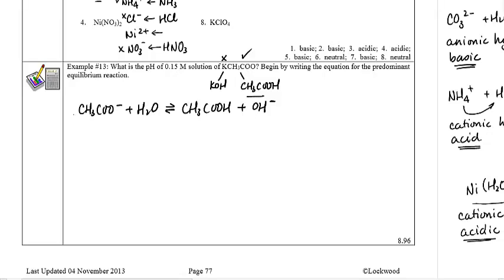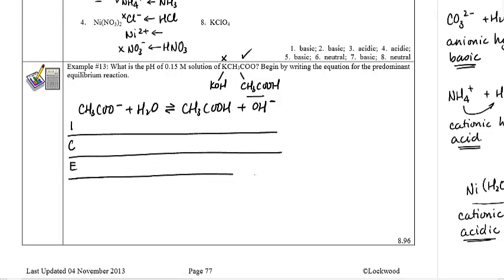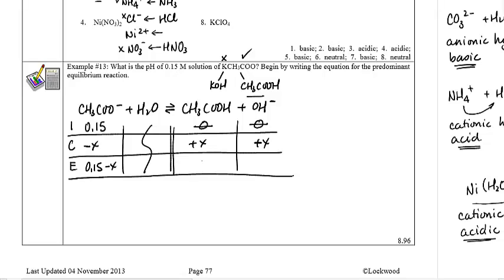So now that we've established our equilibrium equation, we can now go ahead and generate our ICE chart. And so we put in 0.15 molar of our acetate ion, and then we have 0 amount of acetic acid, and we have 0 amount of hydroxide. So we minus and we add on the other side according to Le Chatelier, so 0.15 minus x, x, and x.